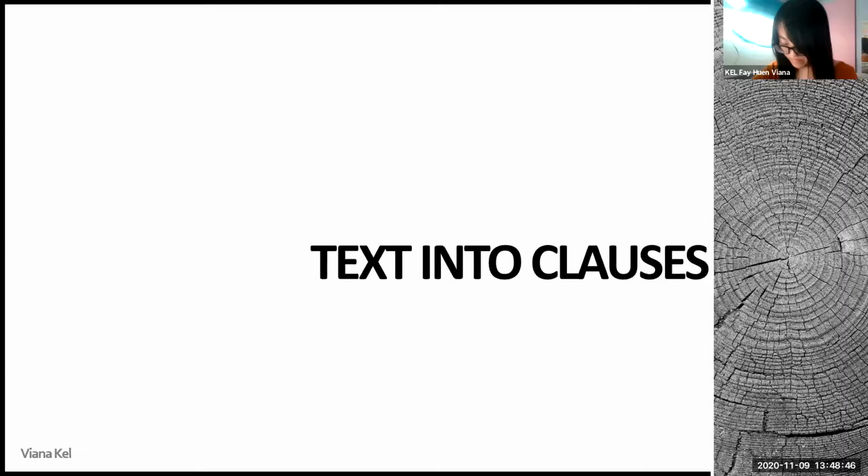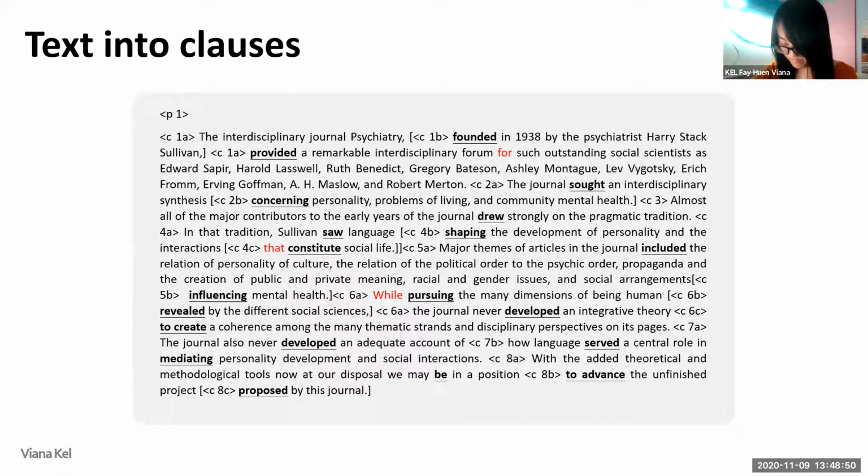Well, first of all, we split the text into clauses. There is one paragraph of 8 sentences in the text. Sentences are split into clauses as shown on the screen. The subordinating clauses are in square brackets. The verbs are bold and underlined. The conjunctions are colored in red.